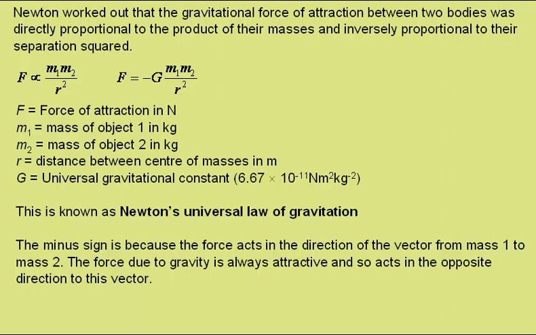The minus sign is because the force acts in the direction of the vector from mass 1 to mass 2. The force due to gravity is always attractive, and so acts in the opposite direction to this vector.